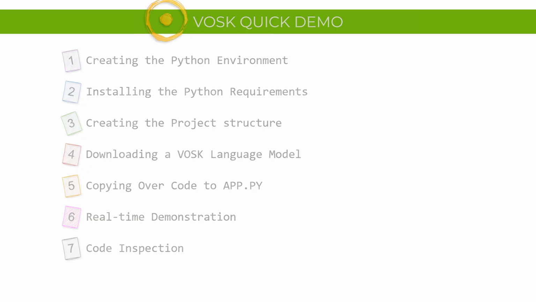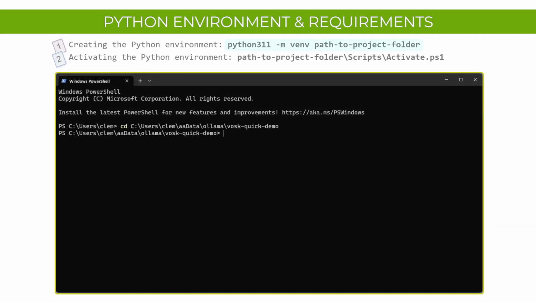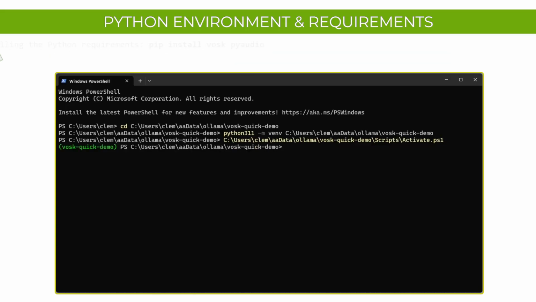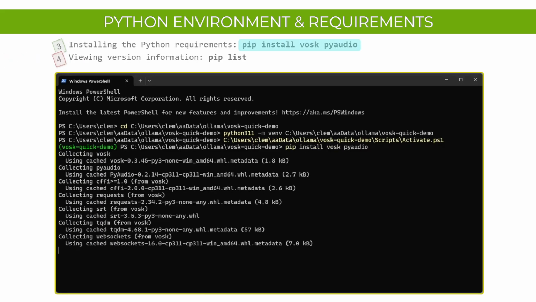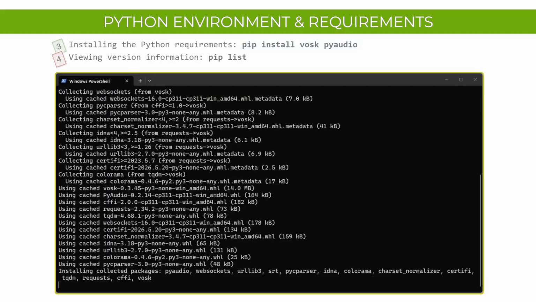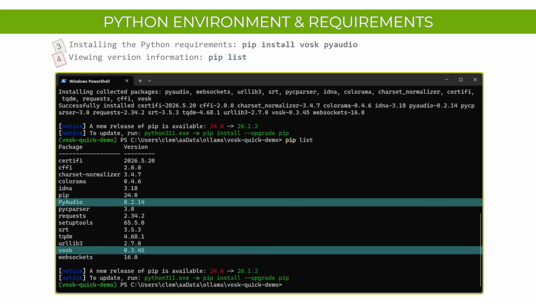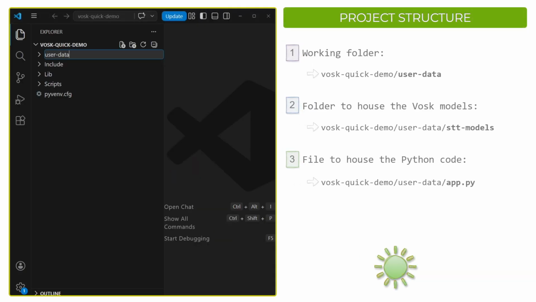Let's get started. Here are the commands to create and activate the Python environment. And here are the commands to install the Python requirements and to inspect the library versions. These are the folders we'll use for our project data and Vosk models, and the file used for our Python code.